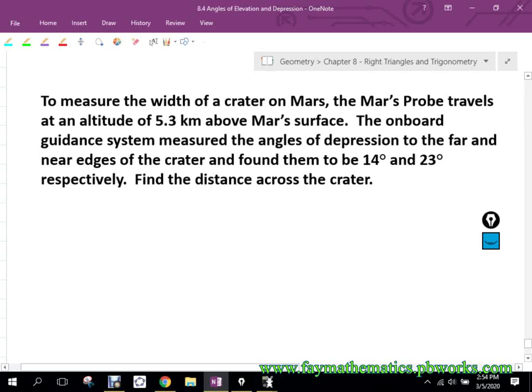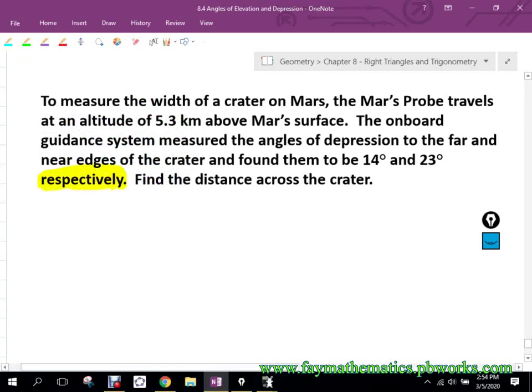It says, to measure the width of a crater on Mars, the Mars probe travels at an altitude of 5.3 kilometers above the Mars surface. The onboard guidance system measured the angles of depression to the far and near edges of the crater and found them to be 14 and 23 respectively. Find the distance across the crater. One thing we need to talk about here is the word respectively.